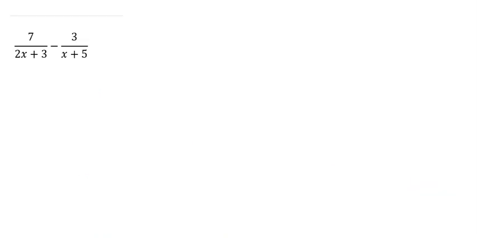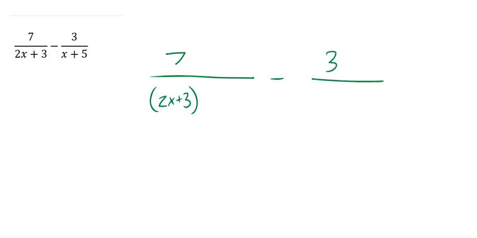Here I have 7 over 2x plus 3 minus 3 over x plus 5. I need the denominators to match. Everything that's in this denominator needs to go here. Everything that's in this denominator needs to go here.